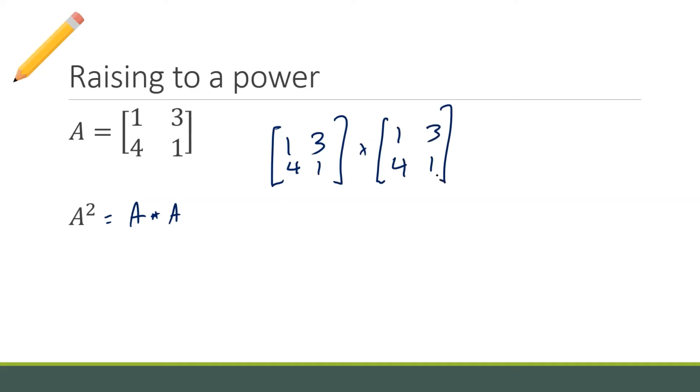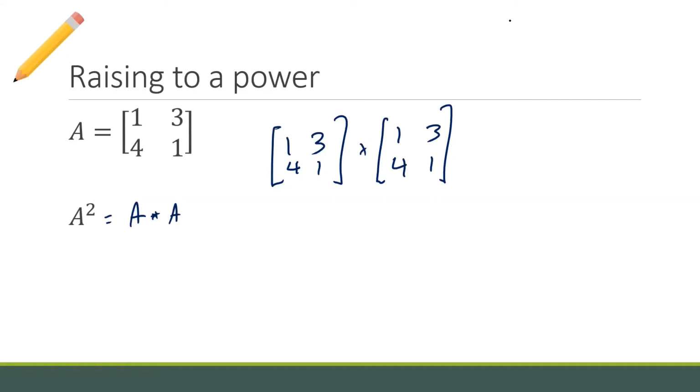1341. Let's solve this together. And of course, A times this one is commutable. Doesn't matter which way you do it, you'll get the same answer because it's the same thing. But let's do this together. First thing, we know this is a 2 by 2. This is a 2 by 2. So the result will be a 2 by 2 matrix.